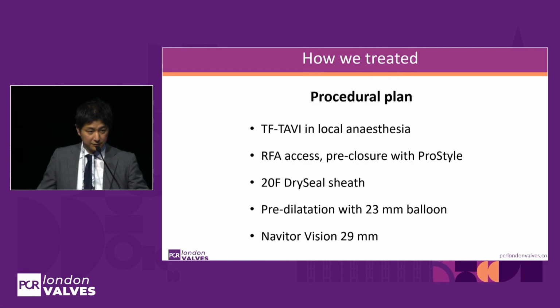Great, thanks. So Yusuke, you have one more closing discussion, right? Yes. We decided to do the Navitor Vision 29. Here's the plan: transfemoral TAVI under pure local anesthesia, with the main access from the right side, pre-closed with one ProStyle. We typically use a big sheath, a 20 French dry sheath, and pre-dilatation with a 23 non-compliant balloon. And we deployed the Navitor Vision 29.